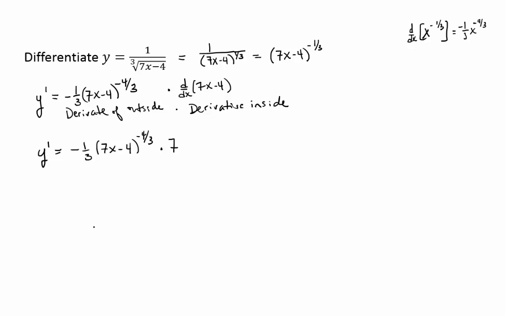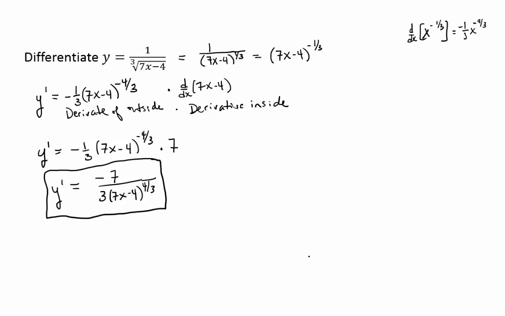All right, now how would we normally write the answer? Well, we don't like to leave negative exponents, so we probably would, first of all, multiply the negative 1/3 times 7 and then put this in the denominator. So we would say y prime equals negative 7 over 3 times 7x minus 4 to the 4/3. Or you could also use cube root notation if you wanted to. Okay, so that's the answer for that one.